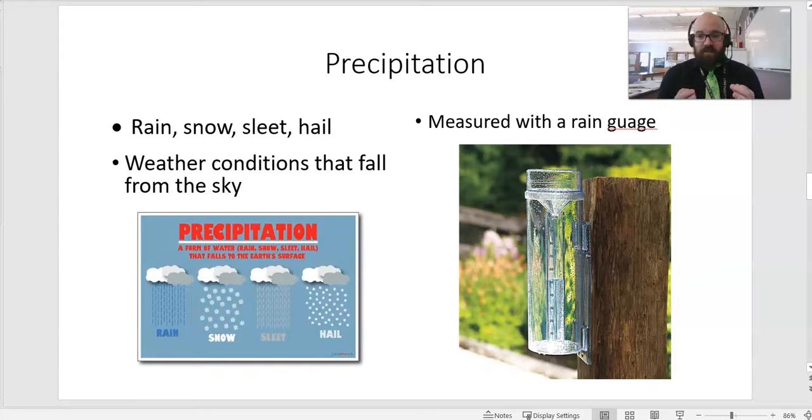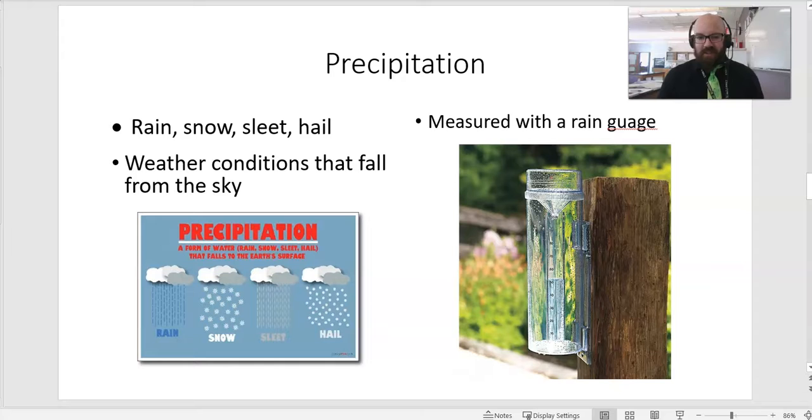Precipitation is likely one of the first things you thought of as well, maybe right along with temperature. Is it going to rain or snow today? There are 4 different types of precipitation. They are rain, snow, sleet, and hail. We know what rain and snow are, and hail and sleet are a little bit different. Sleet is kind of that in-between, like frozen rain.